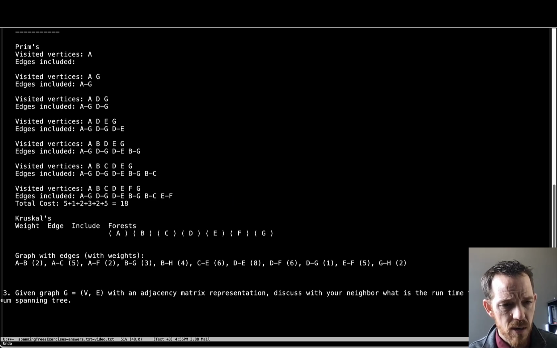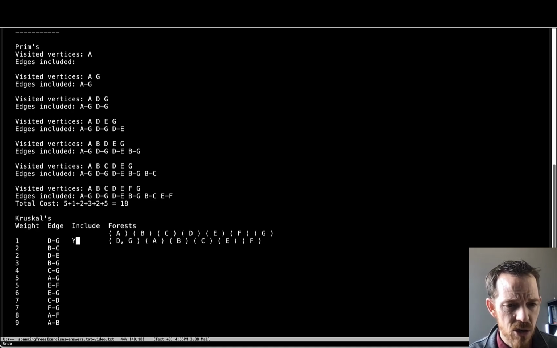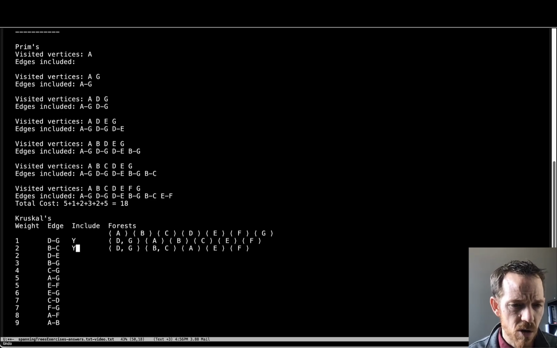And so, shown textually here, we're going to start with each vertex in its own set. We're going to take all of the edges and sort them by weight. And then we're going to go through top to bottom and decide, do we include it or not. DG does combine two previously uncombined sets, D and G. And so in our forest of trees over here, we have one less tree because we combined D and G. We'll look at the next edge, and yes, we included that one, and now we have a smaller forest.